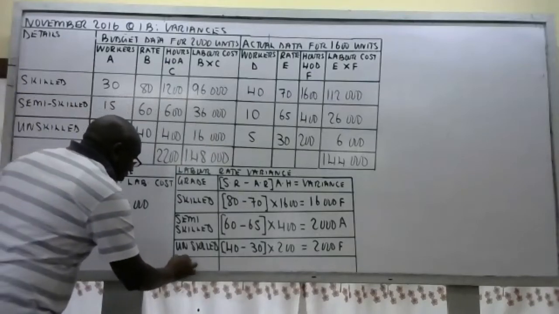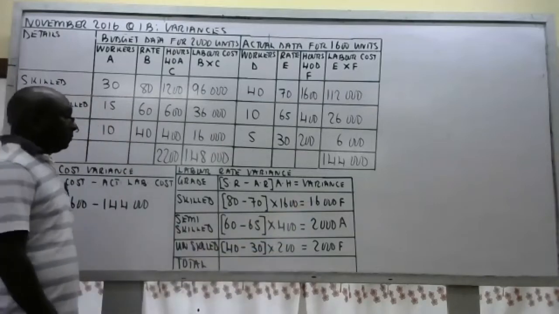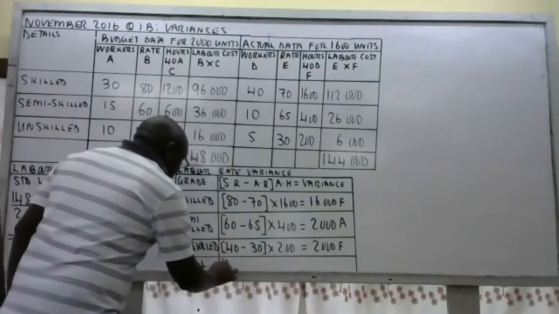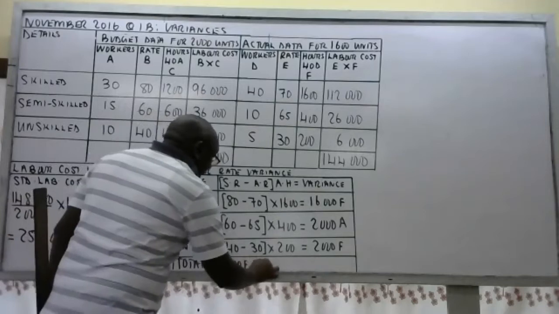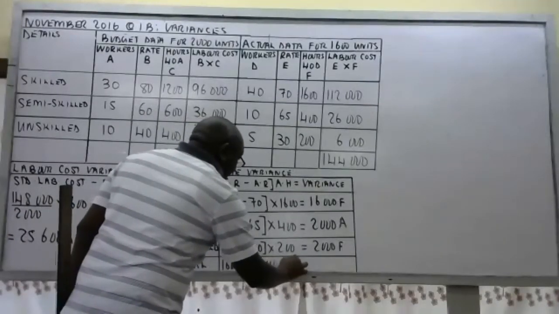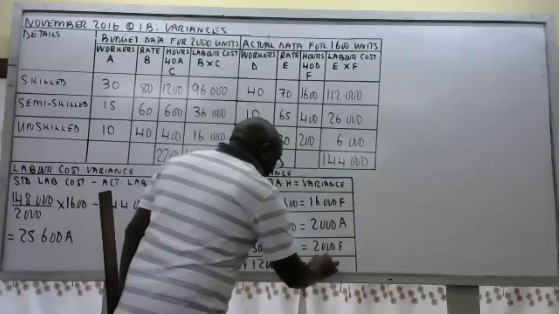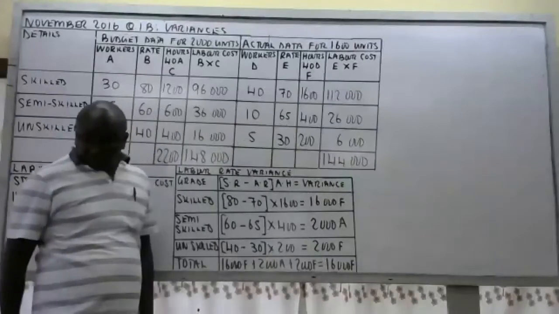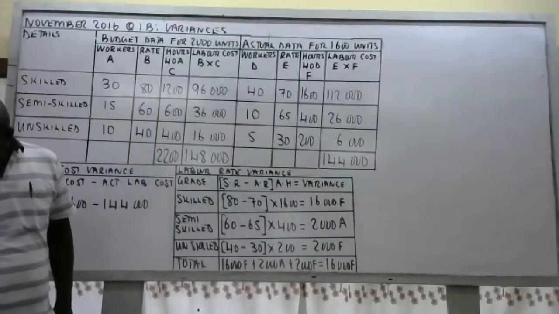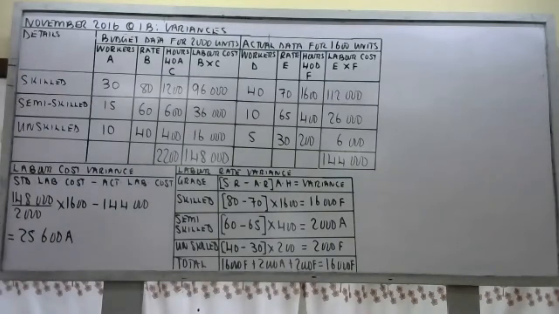So the total of that, if you add the 16,000 favorable plus the 2,000 adverse plus the 2,000 favorable, you should end up with 16,000 favorable.